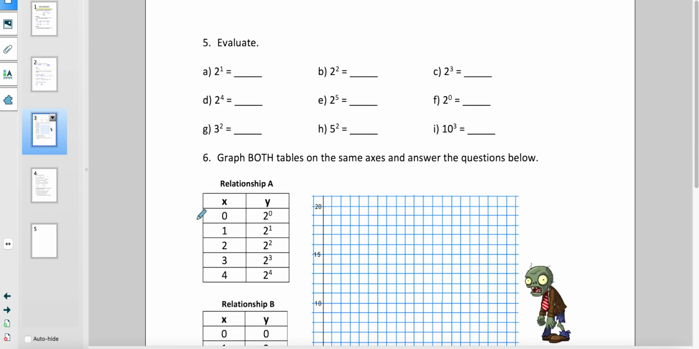All right, for question 5, this is where it wants you to evaluate. So you're not putting it into repeated multiplication, you're just going to evaluate that now, to find the product of that repeated multiplication. So you can complete 2 times 2, or in this case 2 times 2 times 2 times 2 times 2 in your calculator, or you can use the exponent button on your calculator.